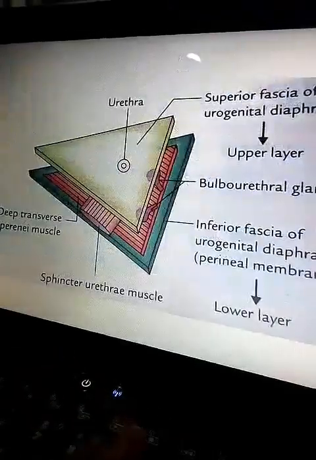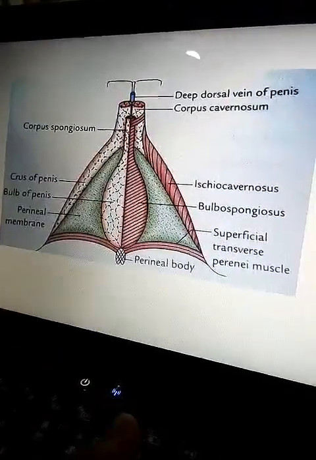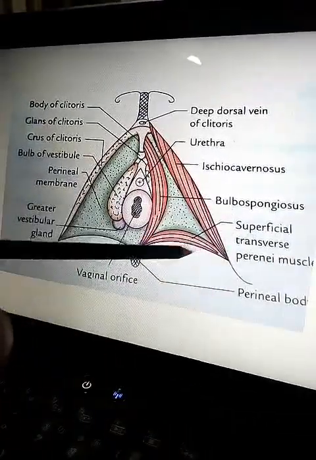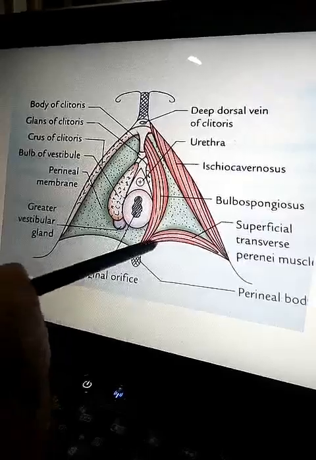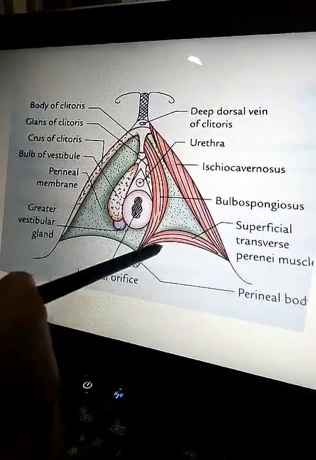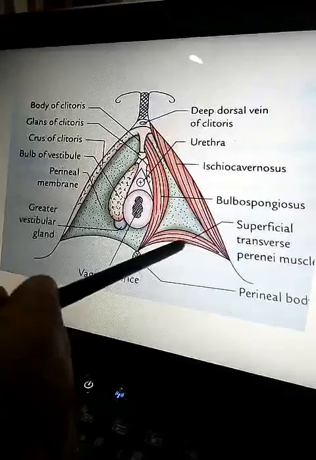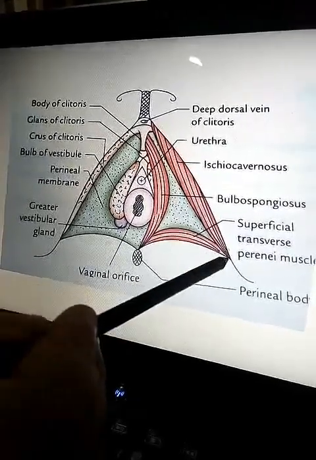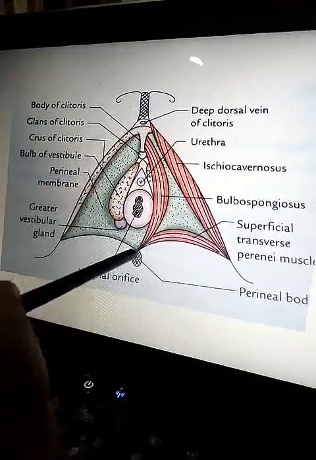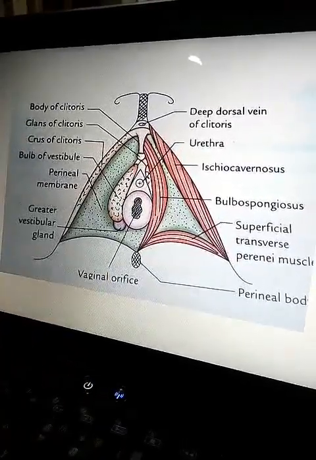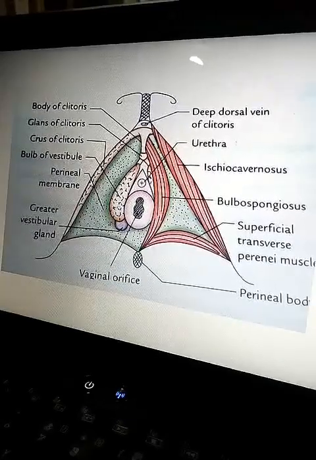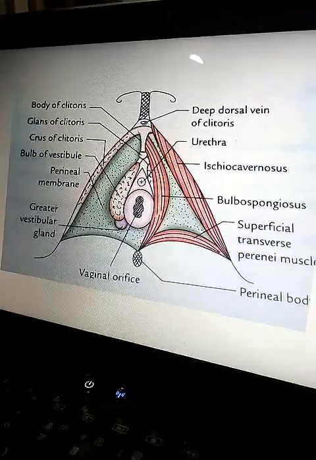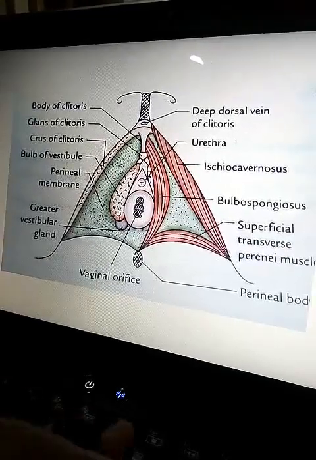Now another content of the superficial perineal pouch are the superficial transverse perineal muscles. They are narrow transverse slips of muscle, one on each side of the perineal body. Each muscle arises from the ischial ramus and runs medially to be inserted into the perineal body. Now, last contents of the superficial perineal pouch are the branches of the internal pudendal artery and pudendal nerve.